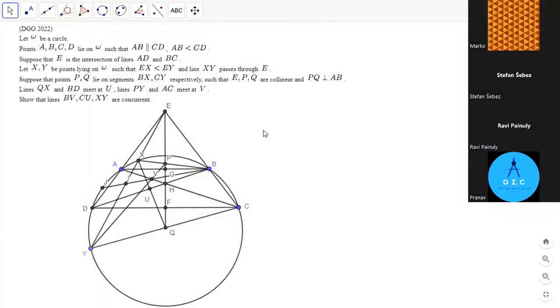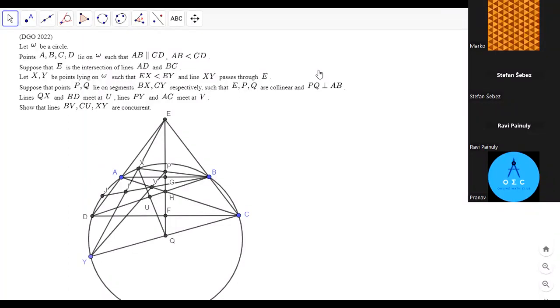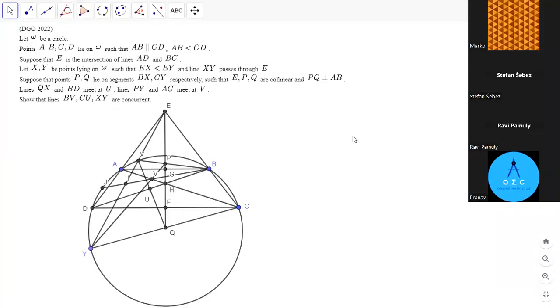Check the chat. A and B are basically not important. Yeah, that's true, it's a good point. Almost. We need them actually for U and V. Oh, yeah, that's true. Yeah, we still need them.